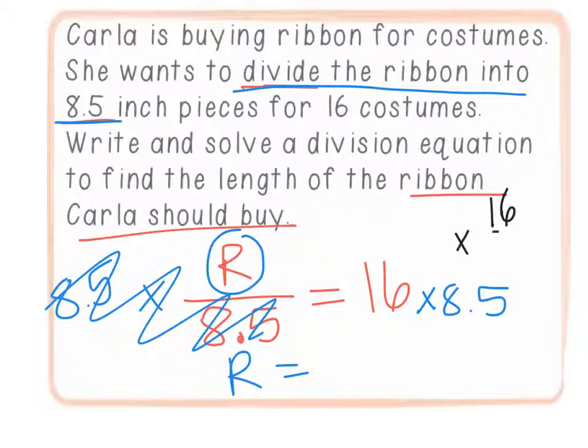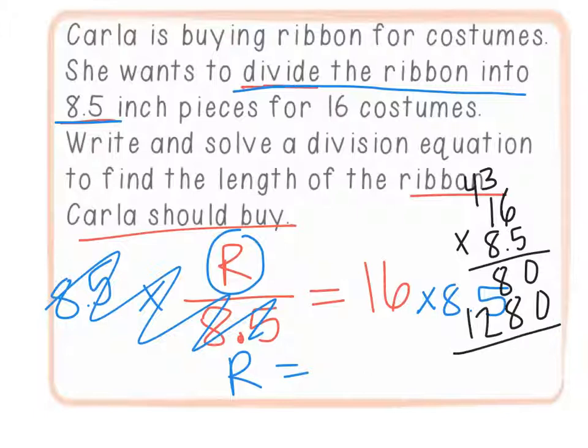16 times 8.5. 5 times 6 is 30. 5 times 1 is 5, plus 3 is 8. I'm going to put my placeholder in. 8 times 6 is 48. 8 times 1 is 8, plus 4 is 12. I'm going to add those, 0 and 0. 8 and 8 is 16. Carry my 1, that's 3. 1, I have a decimal point, just one of them, so I'm going to put that right here. So my answer should be 136 inches of ribbon.